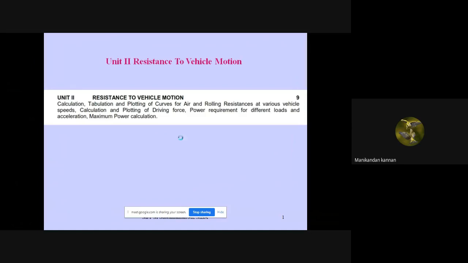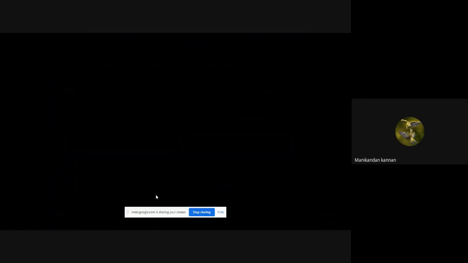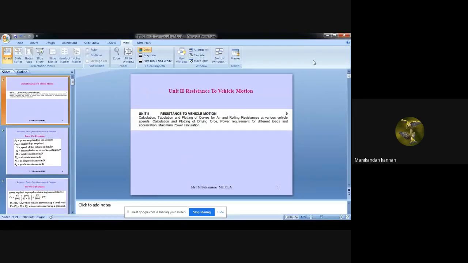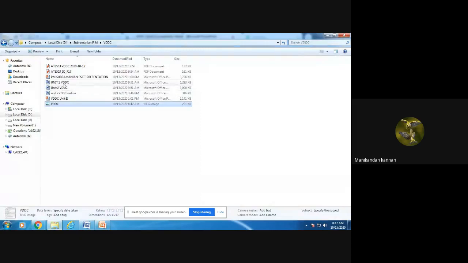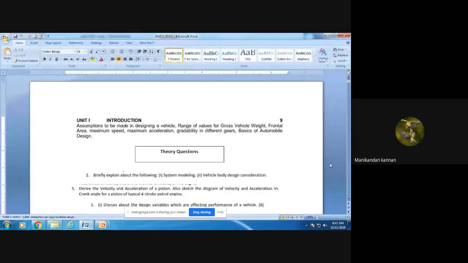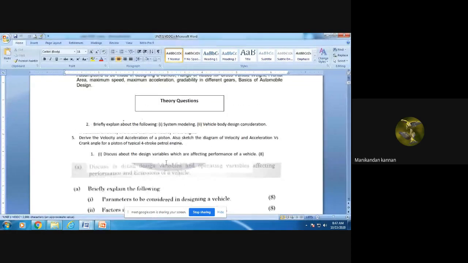So what you are going to do is, go through the problems we have seen in unit 1, and theory questions also, what we have discussed, okay? I have shared questions also. For example, let me show it again. These are the theory questions, okay?